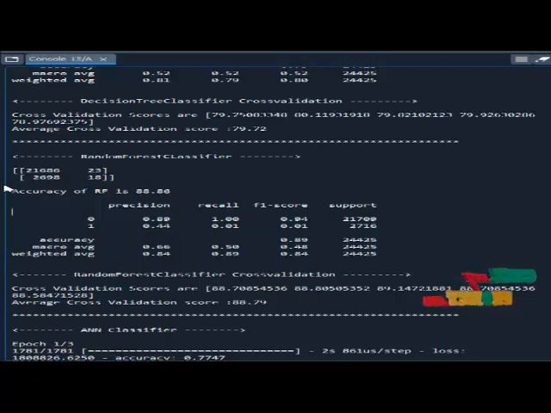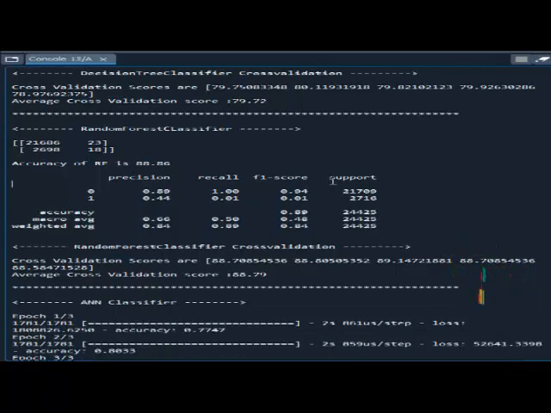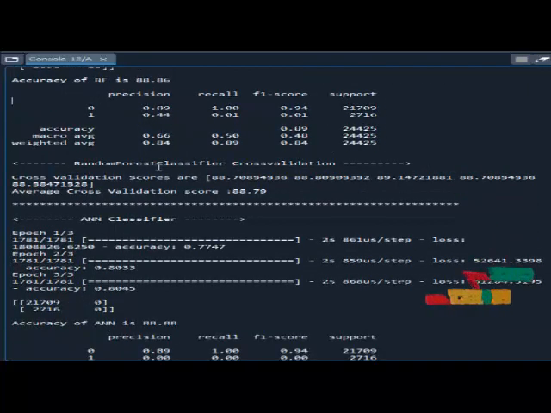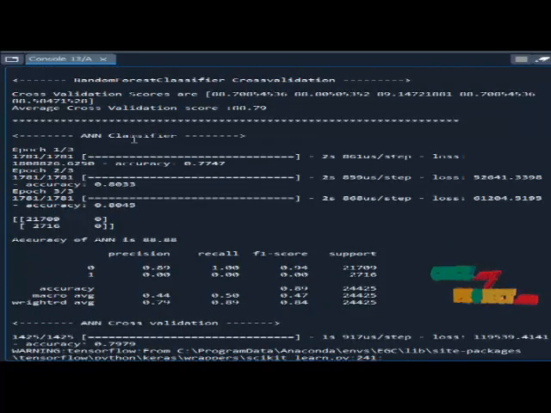This is the confusion matrix, and the accuracy of the random forest classifier is 88.86. This is the classification report of the random forest classifier. And then cross validation of random forest. The average cross validation score of the random forest is 88.79.